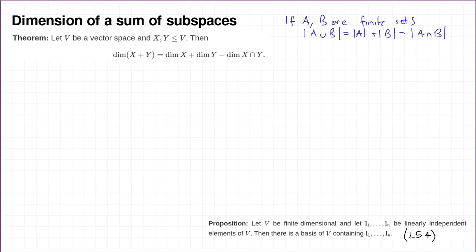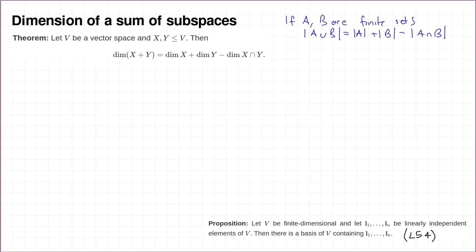So actually, one of the really interesting things about the theory of finite dimensional vector spaces is that for finite sets, there's a version of this result about how big is the union of two sets, which works for three sets. It's called the inclusion-exclusion principle, and it was briefly mentioned on your first coursework. But for vector spaces, you can't generalize this to three or more subspaces, so something slightly different happens.